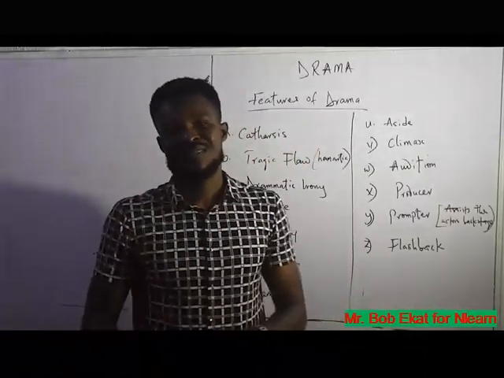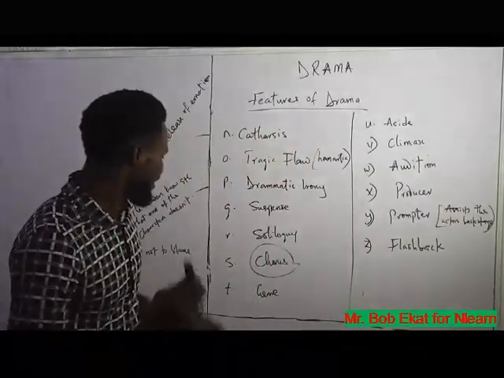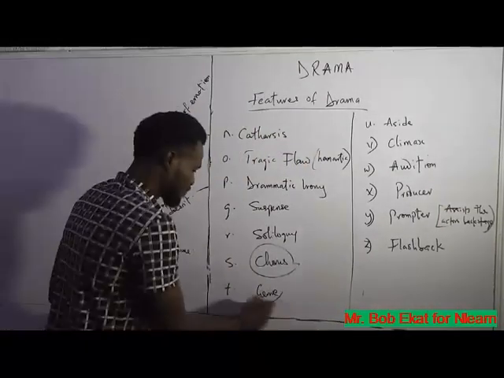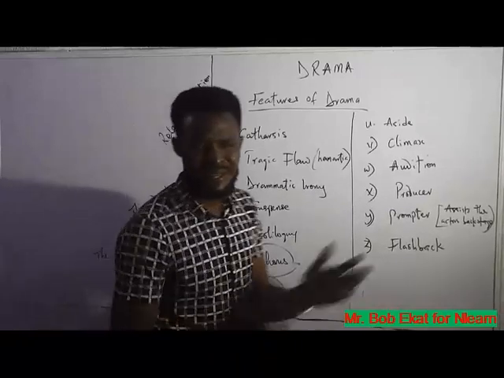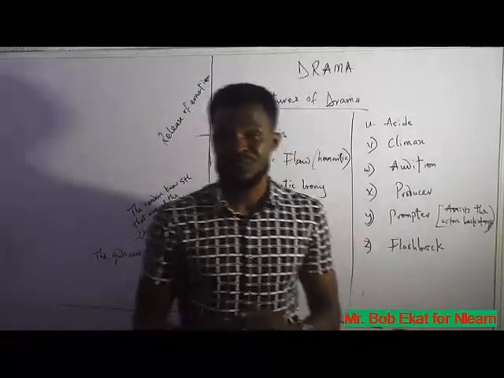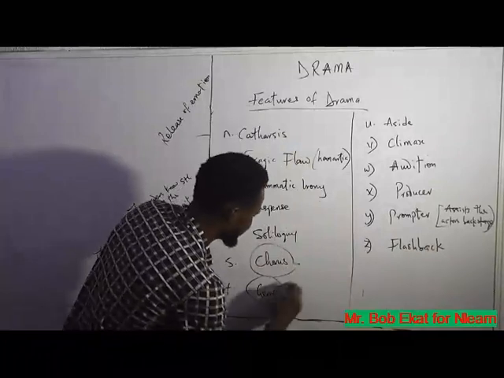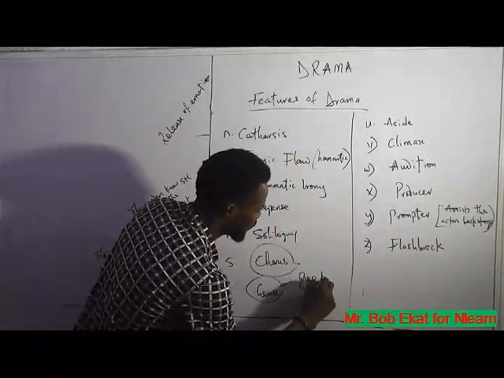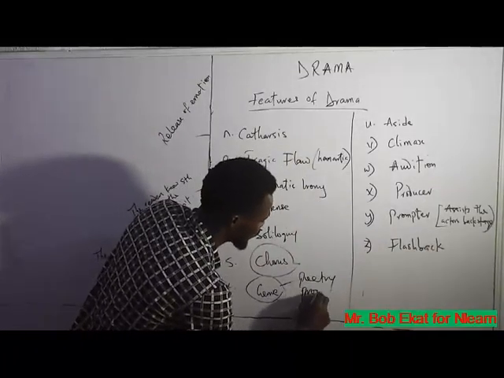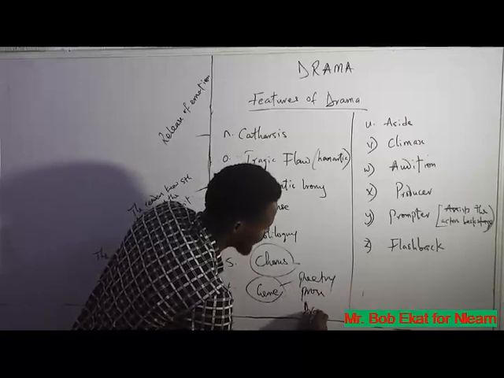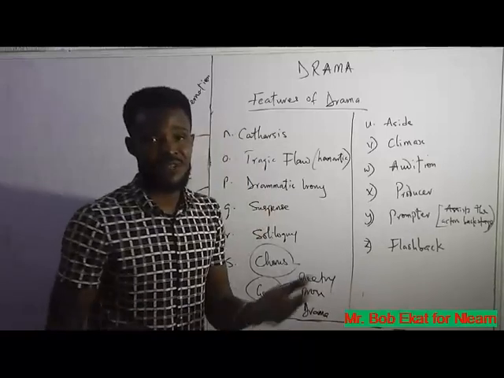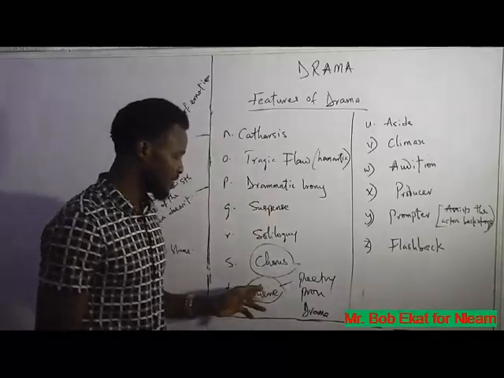That's chorus. Genre here refers to the three branches of literature, and they are poetry, prose, and drama. So there are three genres of literature. This here refers to branches.